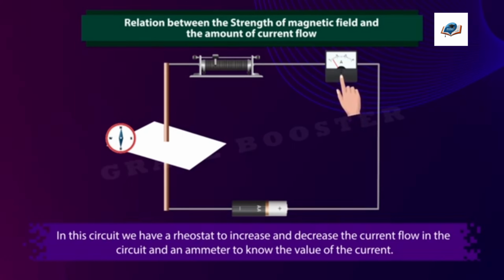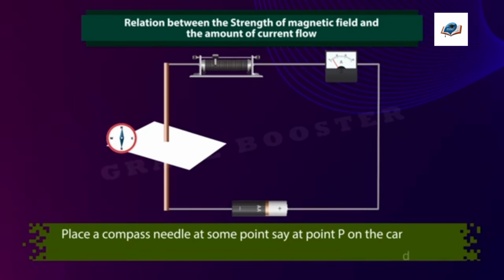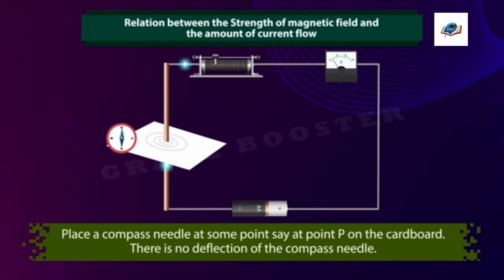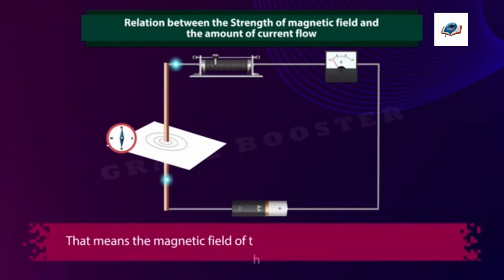Place a compass needle at some point, say at point P on the cardboard. There is no deflection of the compass needle. That means the magnetic field of the conductor does not extend till here.